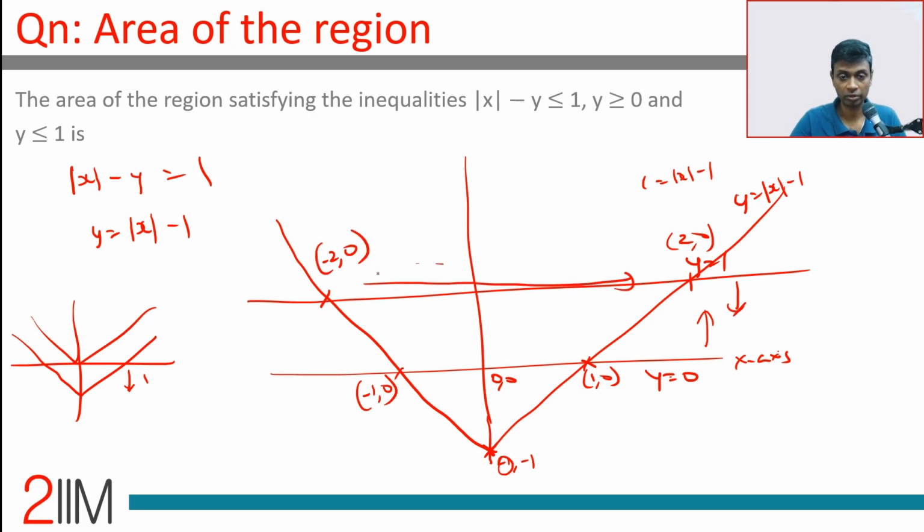So this distance is 4. This distance is 2. We're talking about a trapezium of height 1 and parallel sides 4 and 2. Half into (4 + 2) into 1. Half of 6, 3 square units.